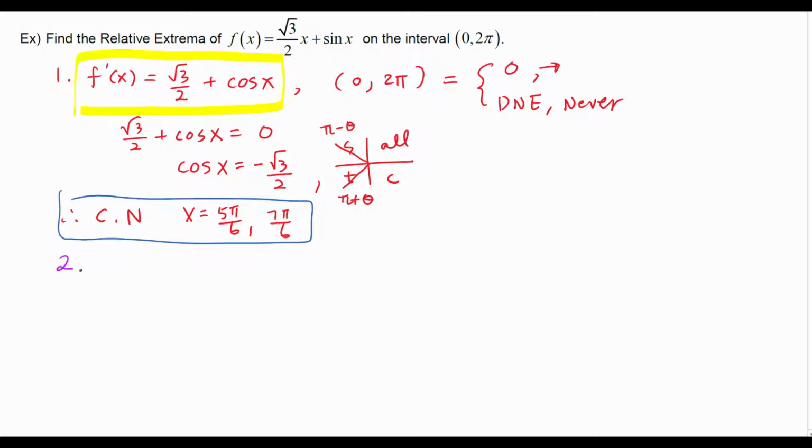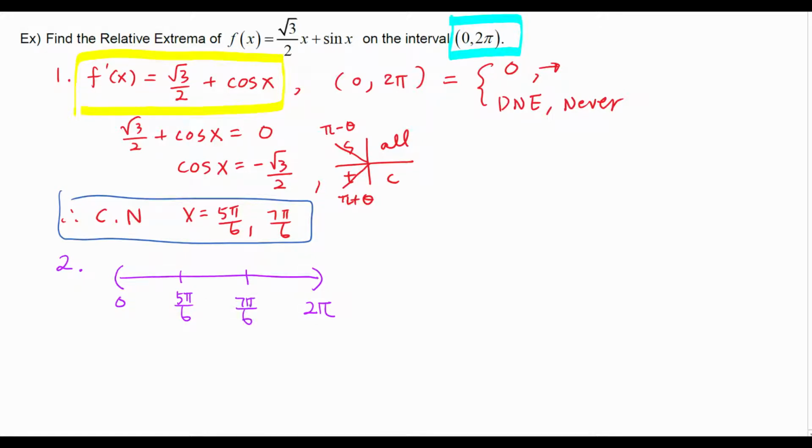Step 2. Now we're going to draw a number line and locate the critical numbers that we found in step 1. But note that we are only looking at the interval 0 to 2 pi. So I'm actually going to only draw from 0 to 2 pi, and I left it open since it's an open interval. And our two critical numbers were 5 pi over 6 and 7 pi over 6.